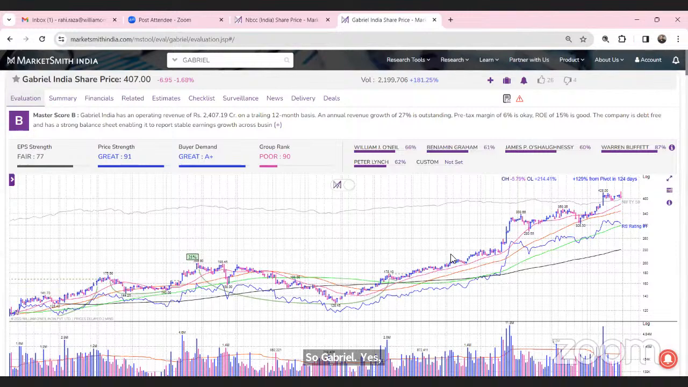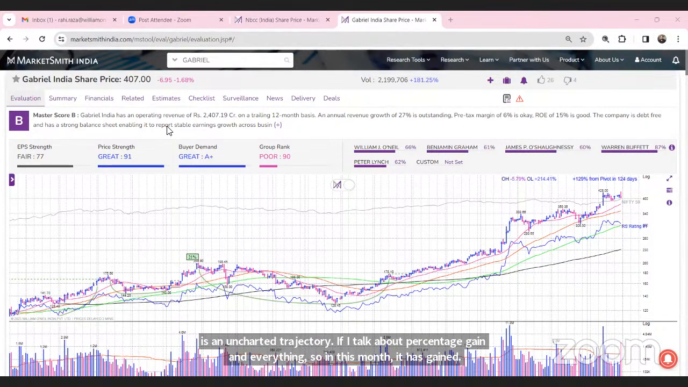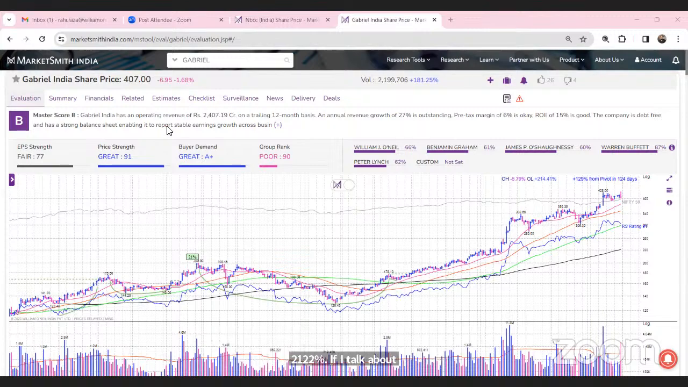Gabriel India is in a bullish trend. It is on an uncharted trajectory. If I talk about percentage gain, in this month only it has gained 21-22%. Over the last 6 months, from April onwards, the stock has moved from the 150 level to 400, more than 250 points, roughly 160% returns already generated. Trend is bullish. I'm not denying that it will move further.